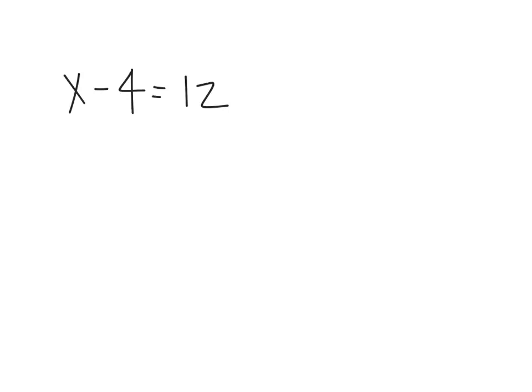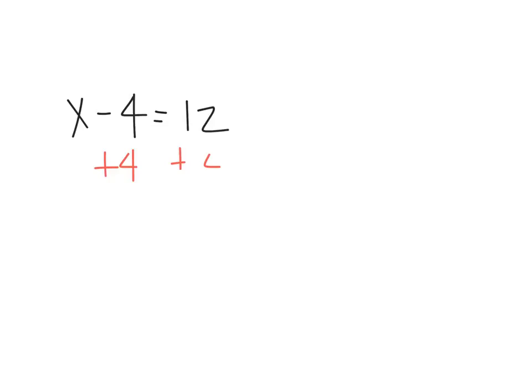Okay, so it's the opposite of subtracting. That's the key thing, is that the opposite of subtracting 4 is to add 4, and that's how you isolate the x, okay? So you get x equals 16.